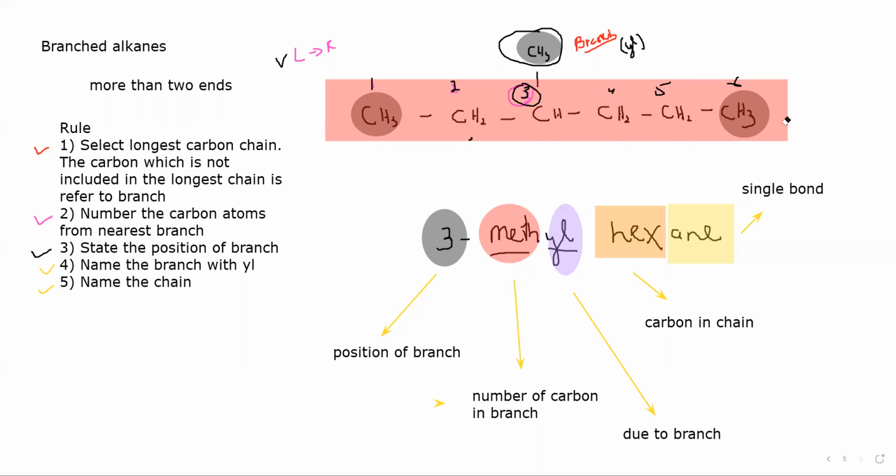Is it clear? Any doubt in this? Sir, the longest chain is always horizontal, right?